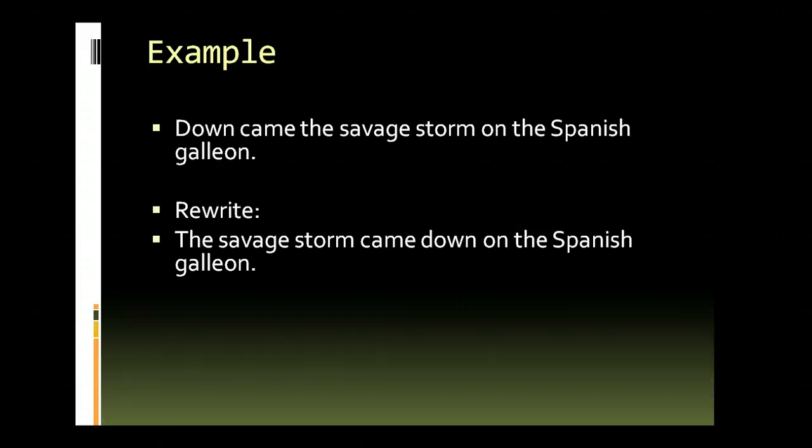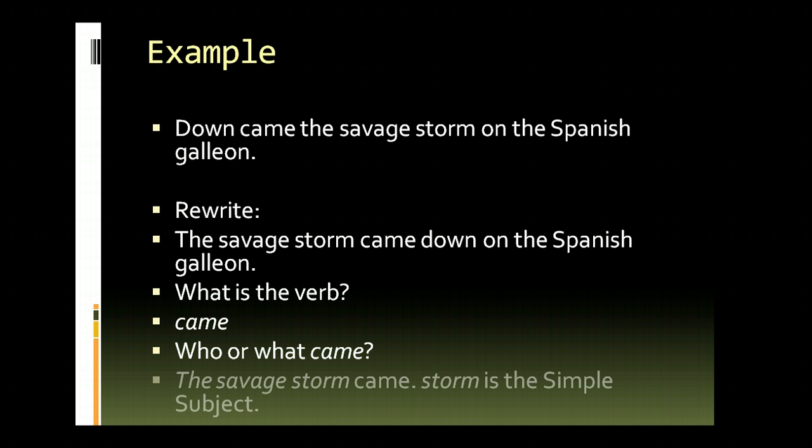But when you need to make changes, there are times where it becomes confusing. Back to the example. Our verb again is came. Who or what came? The savage storm. You had to pick one of those words, the or savage or storm. Storm would be the simple subject.